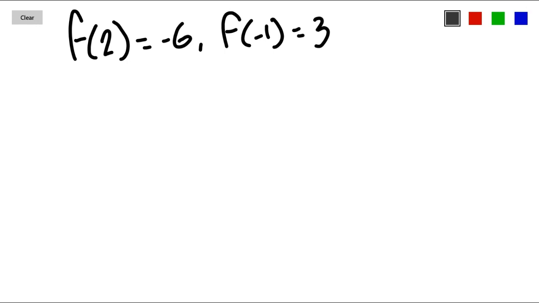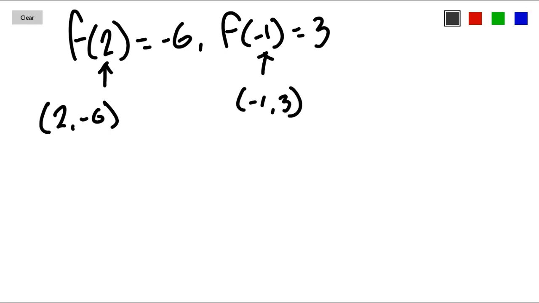Let's say we're given that f of 2 is equal to -6 and f of -1 is equal to 3. So basically what this is saying is that we have ordered pairs corresponding to the input and output values that we have here. In this case, our inputs or x values are going to be 2 and -1, and our output values are going to be -6 and 3. And they correspond to the input values that we have. So you can translate these into ordered pairs.